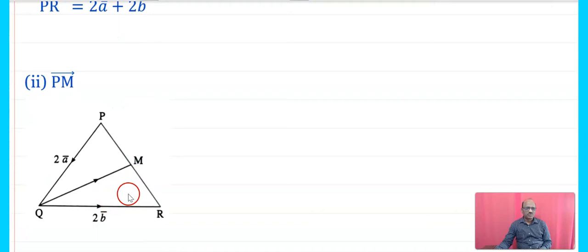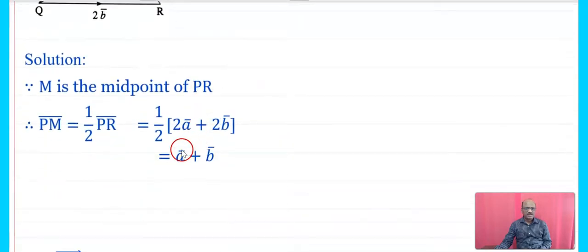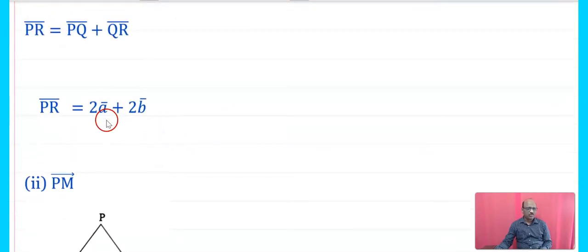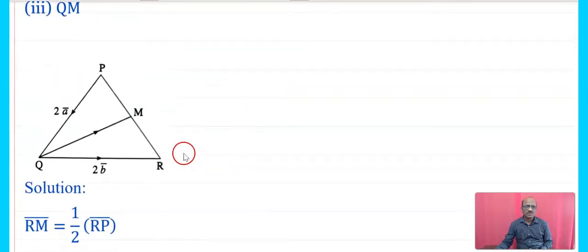PM bar is equal to, again in this triangle, M is the midpoint of PR, and therefore PM bar is equal to 1 upon 2 PR bar. That is equal to 1 upon 2 in bracket; we have calculated the value of PR bar, that is 2a bar plus 2b bar, and hence 1 upon 2 in bracket 2a bar plus 2b bar. If we take 2 as common, then 2 will get cancelled, and you will get PM bar is equal to a bar plus b bar.